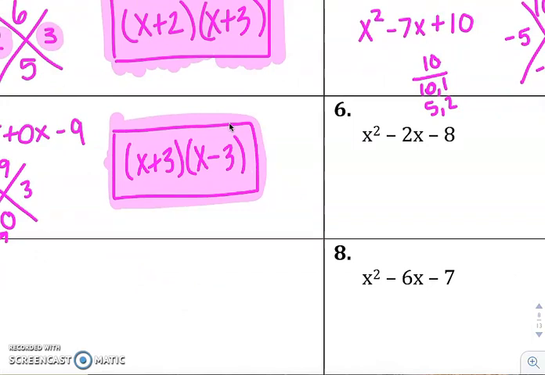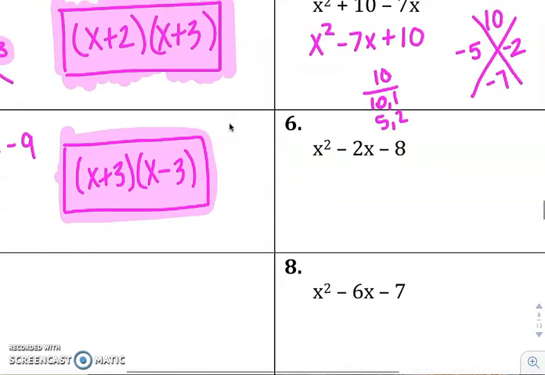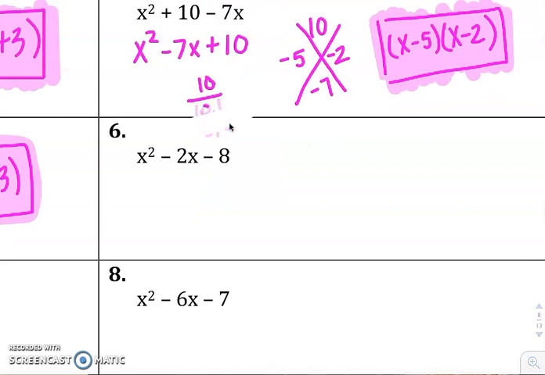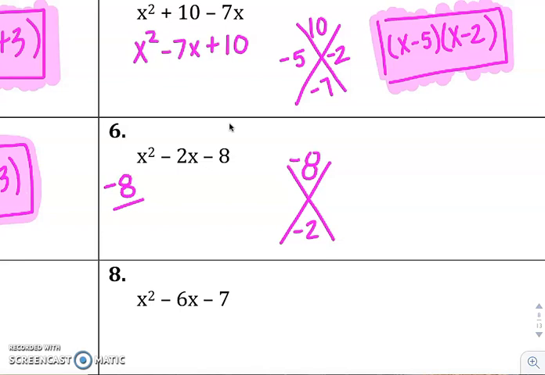X squared minus 2x minus 8. So what multiplies to get you negative 8, and adds to get you negative 2? So what are all those numbers? And this time we're trying to get a negative 8. But what multiplies to get you 8? What factors, what numbers? So you can do 1 and 8. You can also do 2 and 4. But we're trying to add to get that negative 2. So let's think about using 2 and 4.